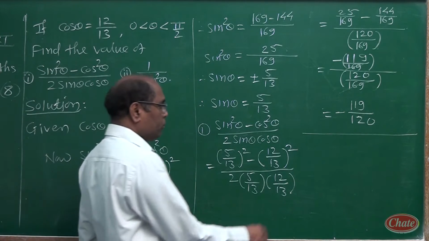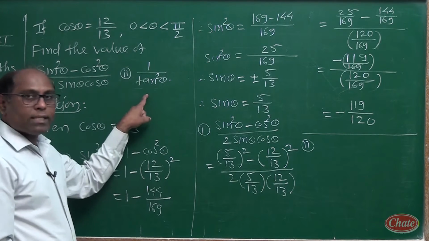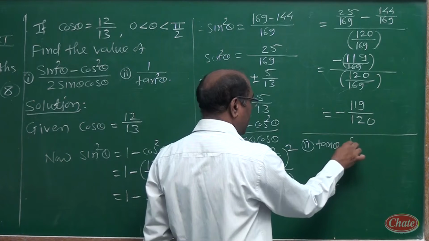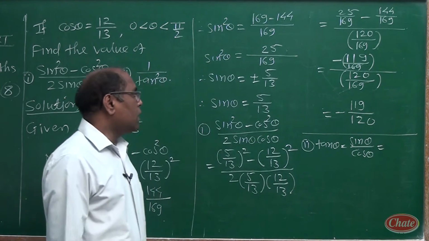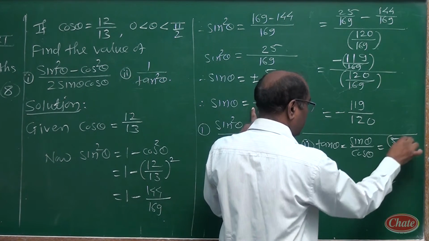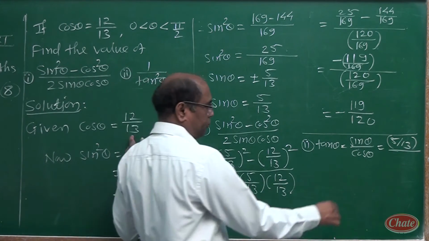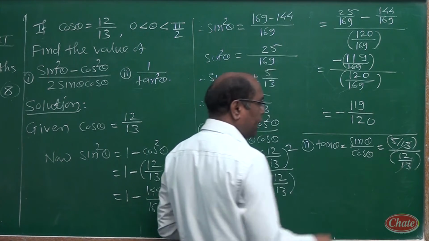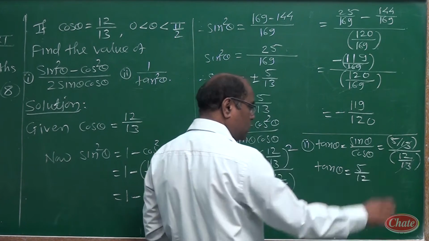Okay. Now number 2. We have to find out the value of 1 upon tan square theta. Now first we have to find out tan theta. What is tan theta? Tan theta is sin theta upon cos theta, and that is equal to, what is the value of sin theta? 5 upon 13, divided by, what is the value of cos theta? 12 upon 13. So here 13 gets cancelled, therefore tan theta is equal to 5 upon 12.